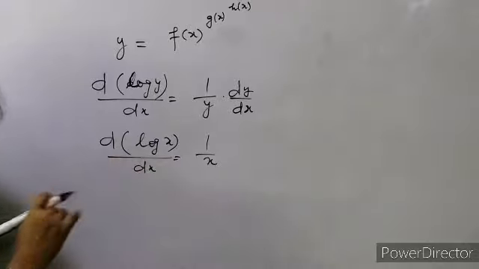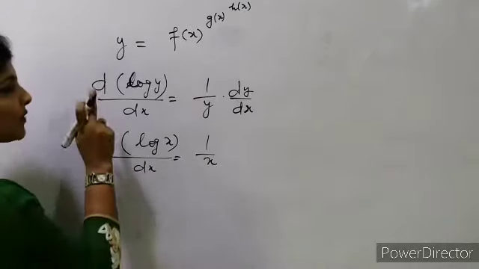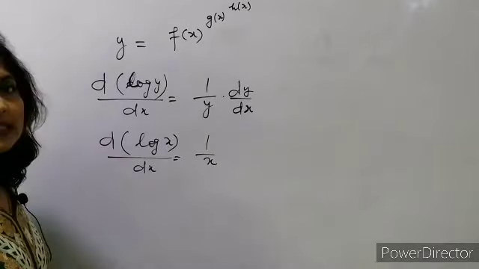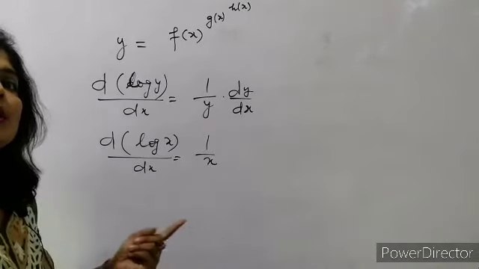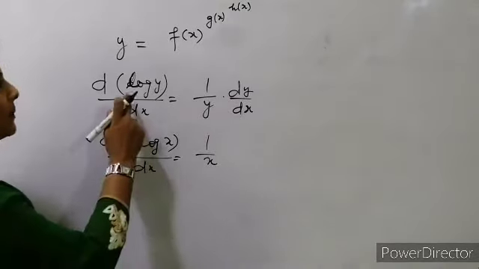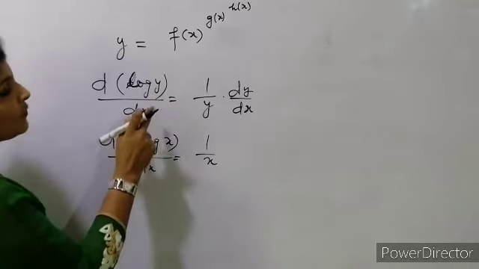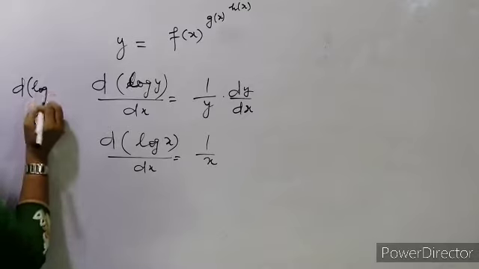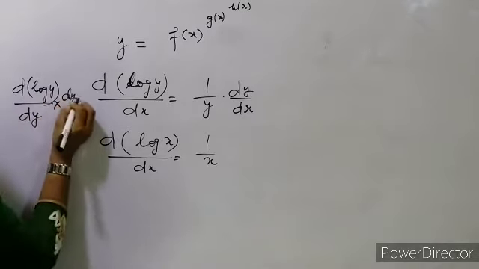So if it is a function of x, we can find the derivative of y with respect to x. But if y is equal to something else, and we have to find the derivative of a function of y with respect to x, in that case first we will do d log y divided by dy, and multiplied by dy by dx.